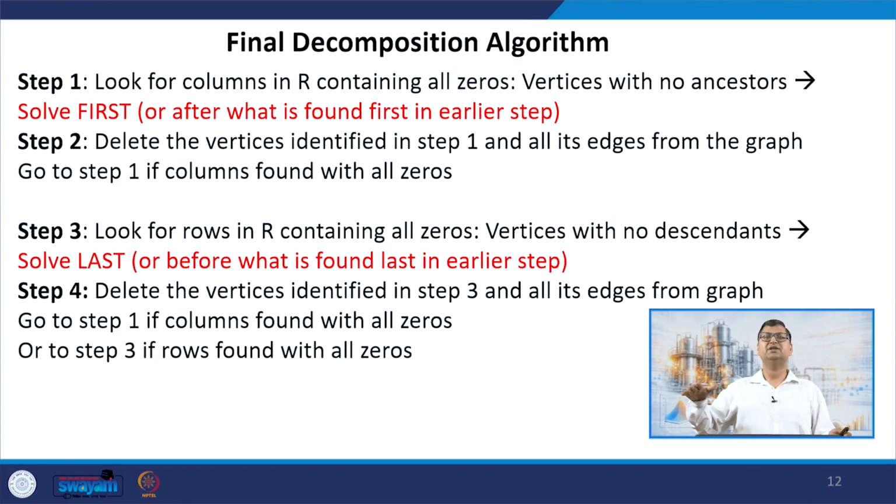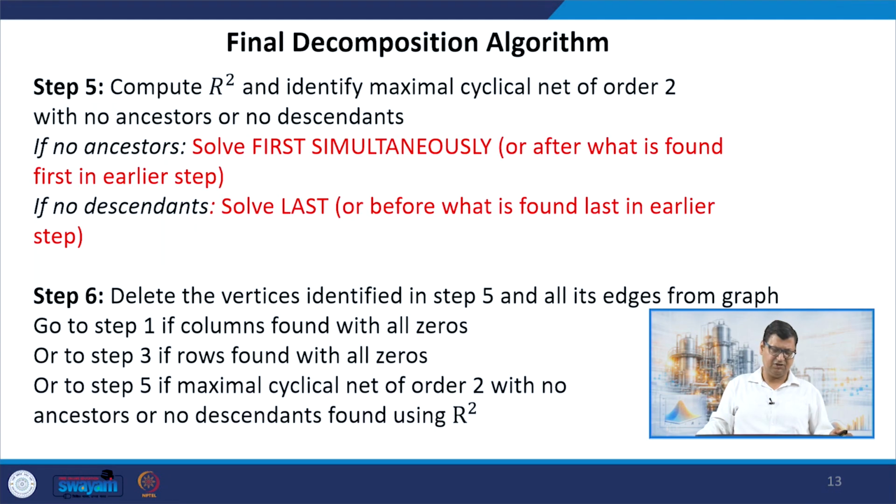We look for rows containing all zeros. These are the vertices with no descendants, and we solve them last, or before whatever has been found in the earlier steps. Again, we delete the vertex and all the edges from the graph that corresponds to the rows and columns for that vertex in the Boolean matrix. And then again we have a reduced graph. We again go back to step 1. We look again for the columns containing all zeros. If not, then rows containing all zeros. And eventually I will have a reduced graph that will have neither rows nor columns containing all zeros.